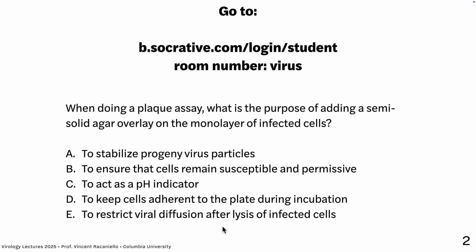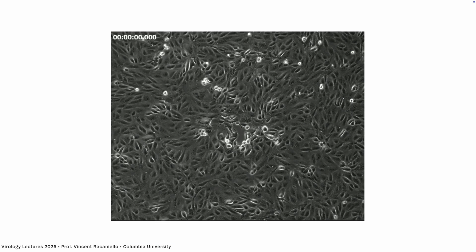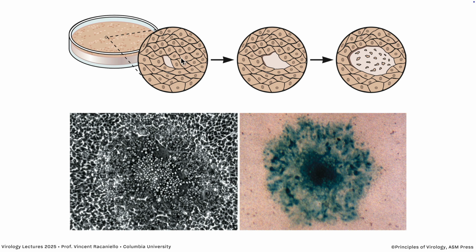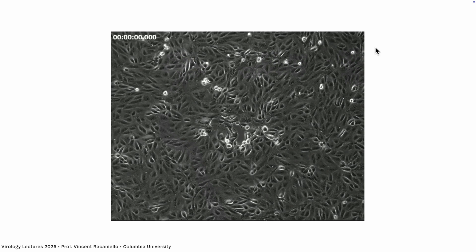The presence of an agar overlay restricts diffusion of the virus as the viruses kill cells and move away from that first cell. And we can go back and see that illustrated here. Only the neighboring cells are lysed because of the agar overlay restricting virus movement.